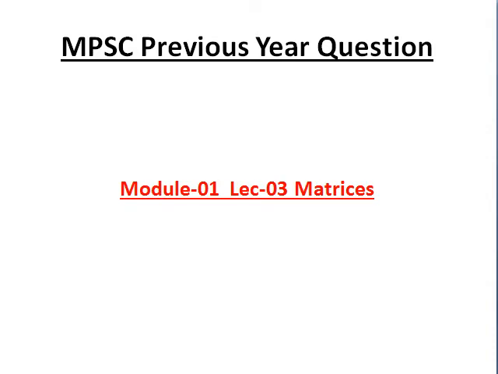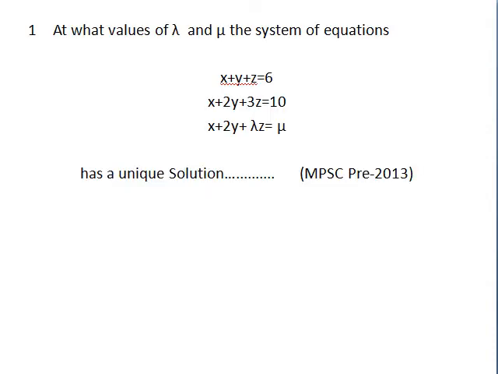So first question is, at what values of lambda and mu does the system of equations given by x plus y plus z is equal to 6, x plus 2y plus 3z is equal to 10, x plus 2y plus lambda z is equal to mu have a unique solution?